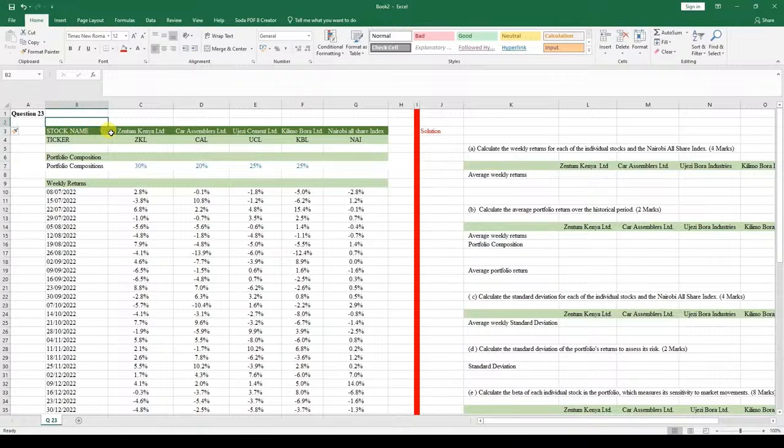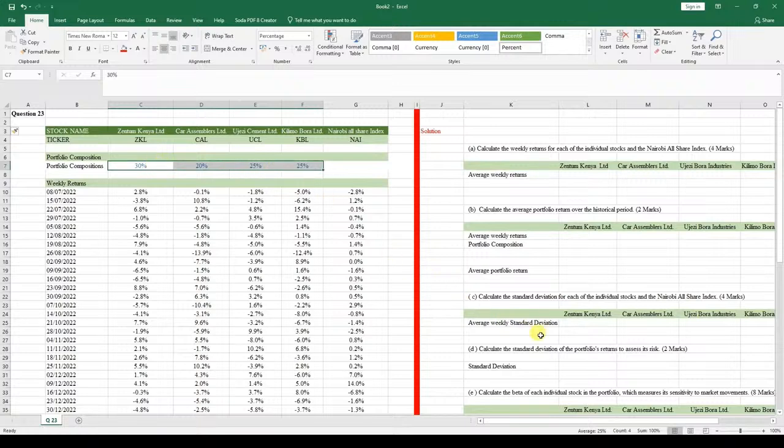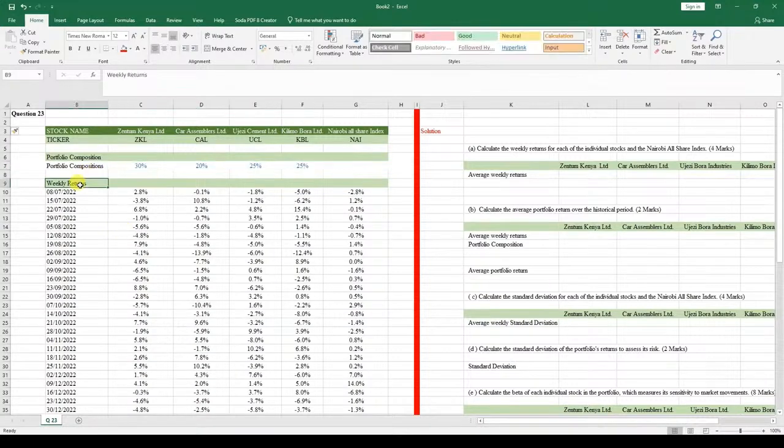You'll be given the stock names: Z-Term Kenya Limited, Car Assemblers, Ujenzi Centum, Cement, Kilimo Bora, and the Nairobi All Share Index, and you've been given the ticker symbol right over here. You've also been provided with the portfolio compositions, and all of these total to 100%. You can quickly check by scrolling down over here, and you can see that the sum is 100%. You are presented with the weekly returns for all of those 4 companies, including the Nairobi All Share Index.